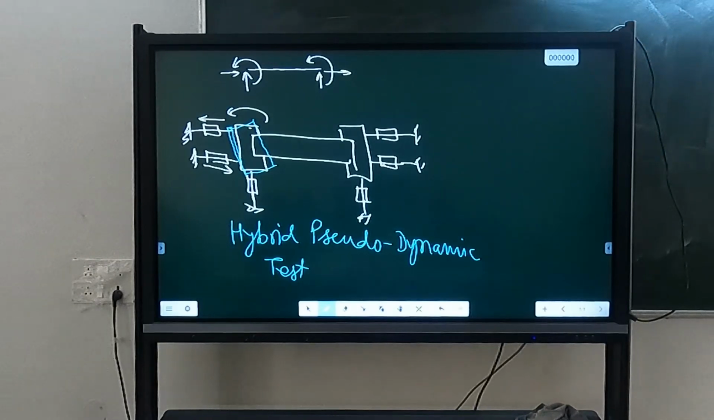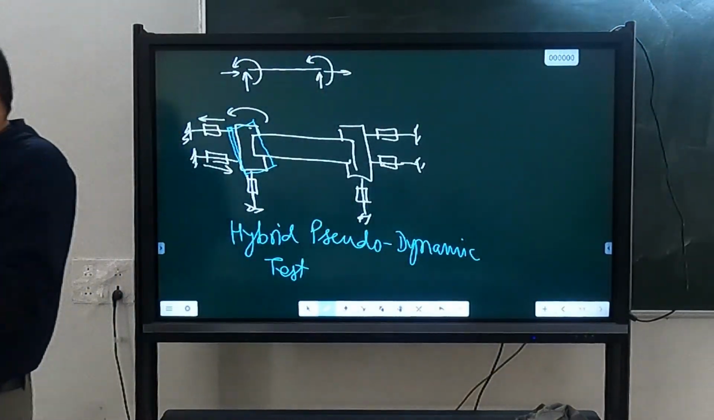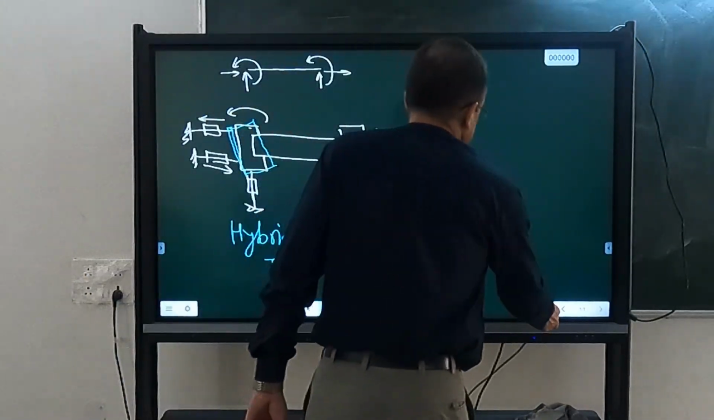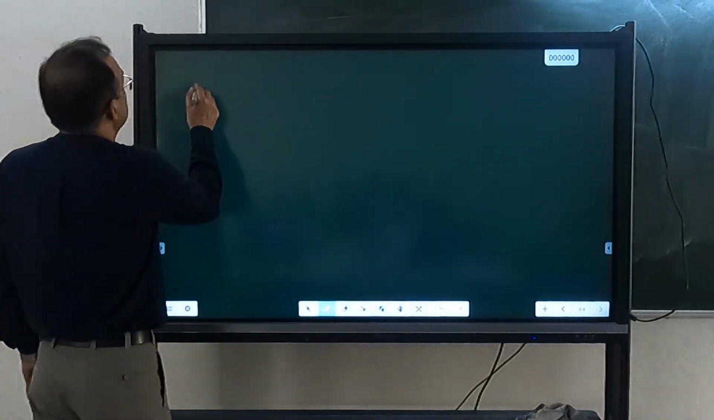We do not have, at least nowhere in India, these facilities available where we can apply all the 6 degrees of freedom. Okay, this arrangement of the actuators is also not there. So what do we do? We go for quasi-static.